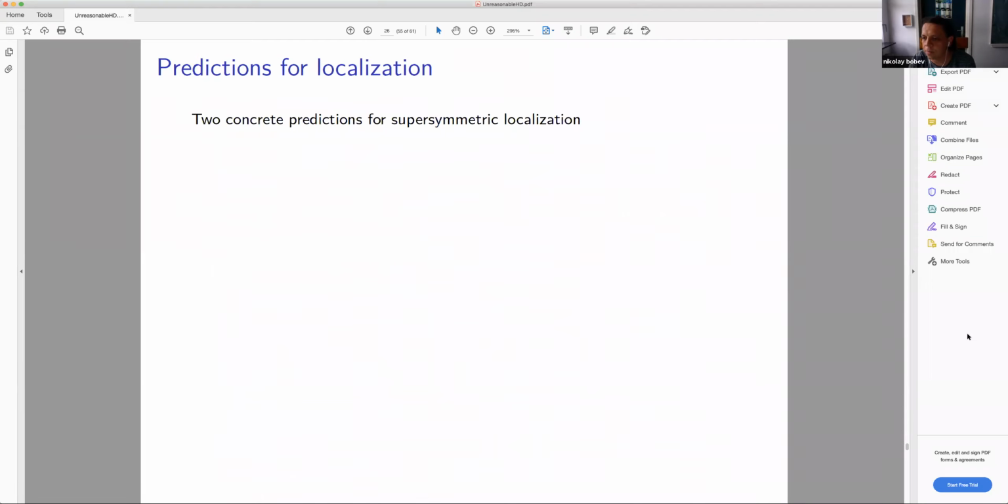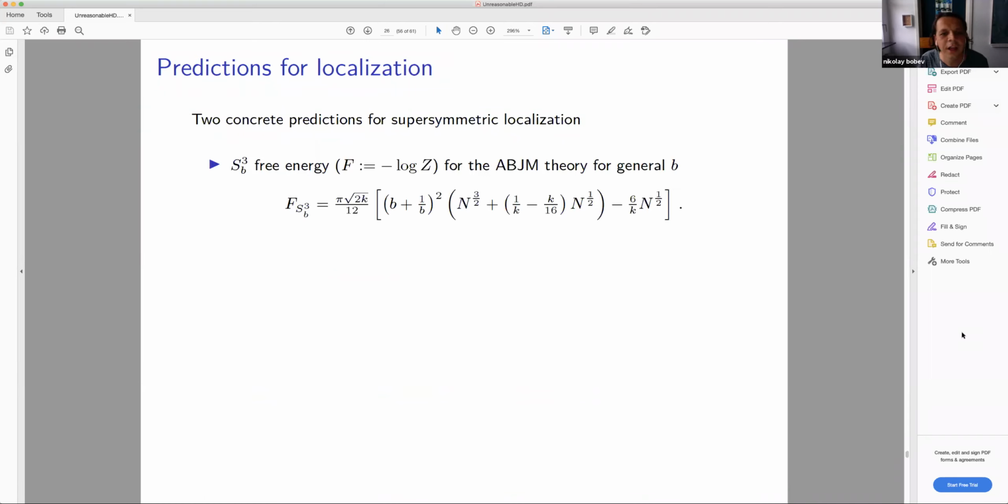But we also have some things that haven't been computed in general by SUSY localization. I know that there's some people in the audience who are experts, so you should pay attention probably now. So for the squashed S3 for ABJM at large N, fixed but otherwise arbitrary K, and general value of the squashing b, here is the answer for the leading and the subleading term. This, as far as I'm aware, has not been computed by localization for general values of b, so it will be nice to check.